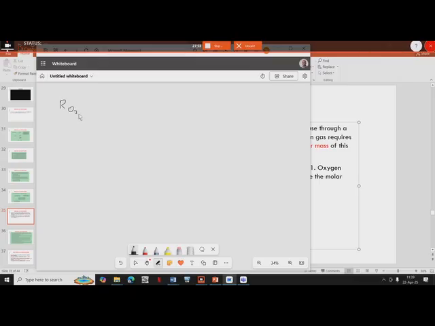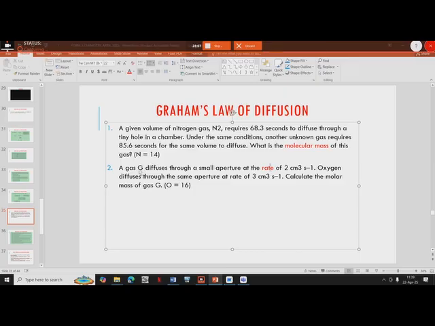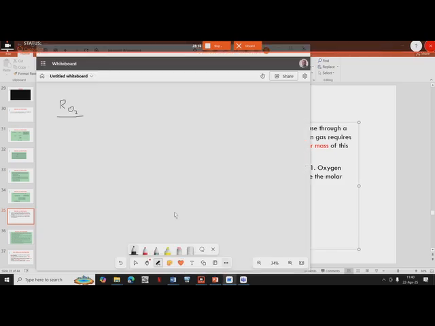So there is our board. So I have been given the rate and the mass, so I will use this formula. It says the rate of diffusion of oxygen gas, and the other one we have been told is gas G. So there is gas G and there is oxygen gas O2. Remember, it is written as O2. Don't forget that it is O2.